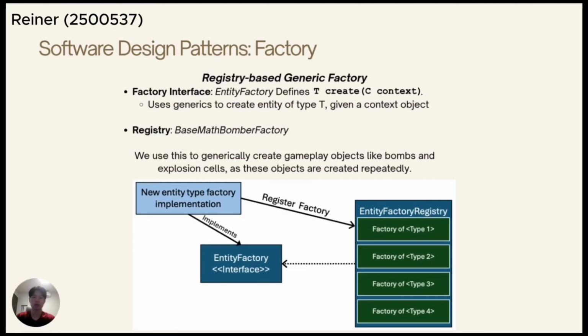For factory pattern, we implemented a registry-based generic factory to handle the repeated creation of entities like bombs and explosion cells. The entity factory interface defines a generic method T create C context, making it reusable across any entity type. The entity factory registry stores a map of entity classes to their factory functions, so when we need a new bomb or explosion cell, we just call create entity and it looks up the correct factory automatically. This avoids repetitive switch case logic and aligns with the open-close principle.